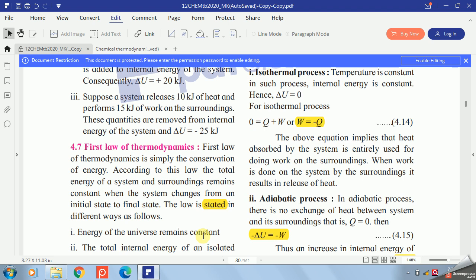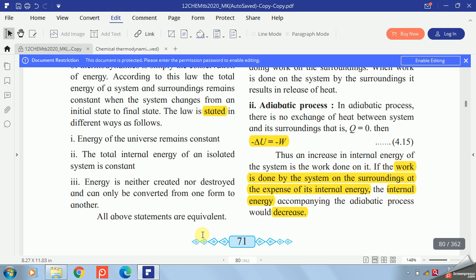So many times a question may be asked, write the different statements of the first law of thermodynamics. So three statements are given in your book, so you have to write any two if it is asked for two marks. So one statement for one mark. So what is the first statement? Energy of the universe remains constant.